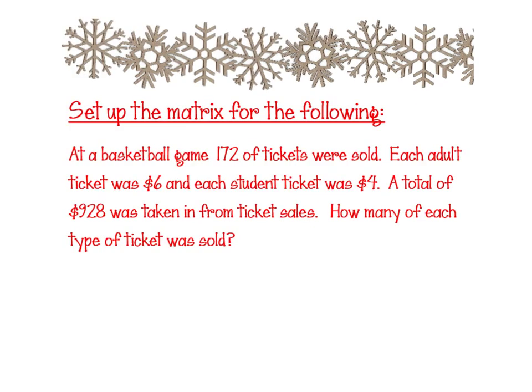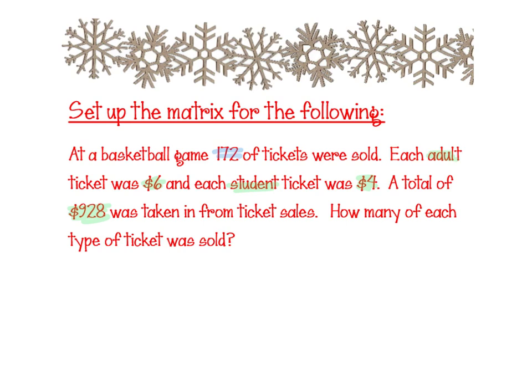Again, for example number 2, it just says set up the matrix for the following. It says at a basketball game, 172 tickets were sold. Each adult ticket was $6 and each student ticket was $4. A total of $928 was taken in from ticket sales. I'm going to put all my dollars in green because I know that equation is all going to go together. So again, $6 for adults, $4 for students, a total of 928.